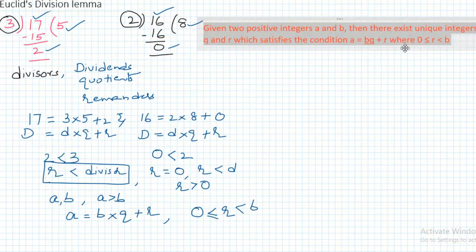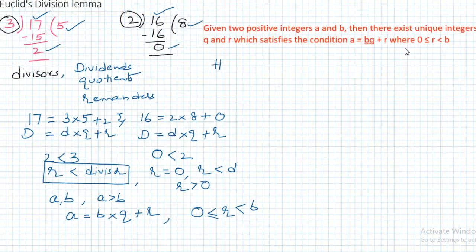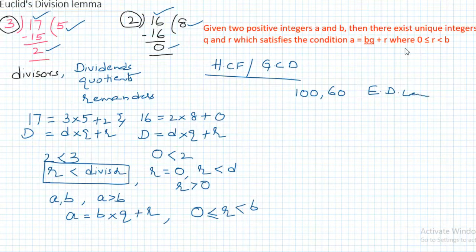There are many applications for this Euclid's division lemma. One of them is finding HCF, or simply GCD. I'll take one simple example. To find HCF of 100 and 60 using Euclid's division lemma, the process is like this. Let 100 be A and 60 be B.